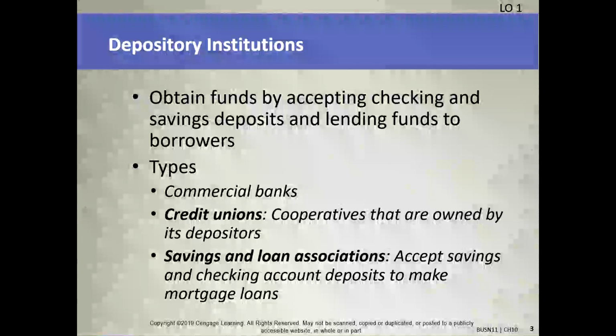Now, finally, we look at savings and loan associations. They accept savings and checking account deposits to make mortgage loans. Key differences between S&L associations and commercial banks are that S&Ls tend to be more local. They're often regulated by states as opposed to the federal government. And savings and loan associations also are more focused on providing loans to individuals as opposed to businesses.